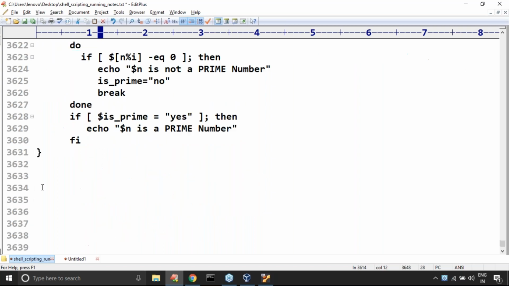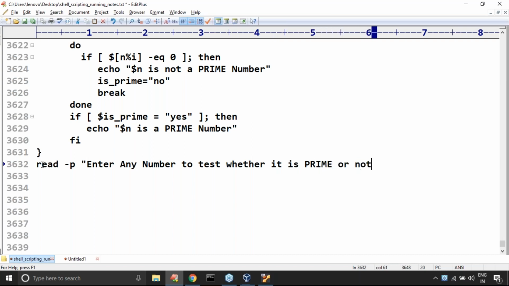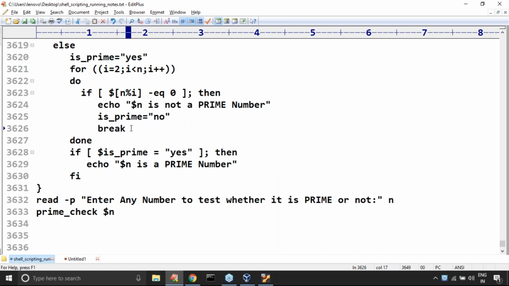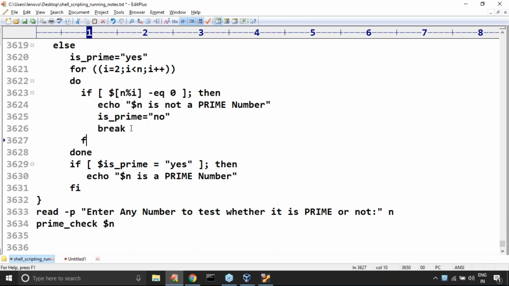Please call this function, but before that read with the hyphen p option: enter any number to test whether it is prime or not. Like n, so just a prime check dollar n I'm taking. Clear? Are you feeling any difficulty to understand this one? Here just fi, the break statement we have to take care of.